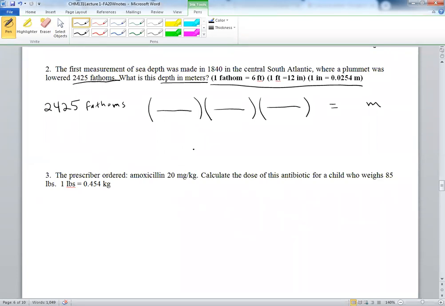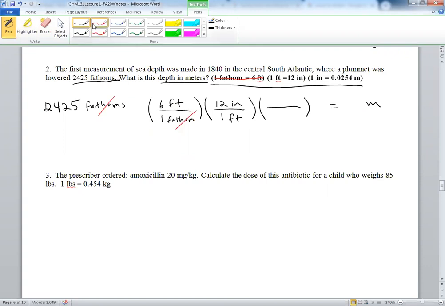So let's begin. What should we start with if we have fathoms here? It's this one we have to start with. So we start by saying, okay, 1 fathom in the denominator and 6 feet in the numerator. And this makes sense because that makes the fathoms go away. Now what's next? So we cross it out, remember, go to the next. We have feet here, so then we should use the second one. 1 foot and 12 inches.